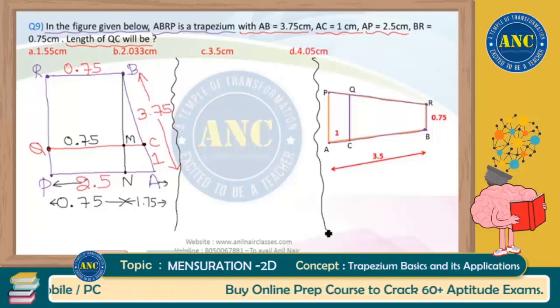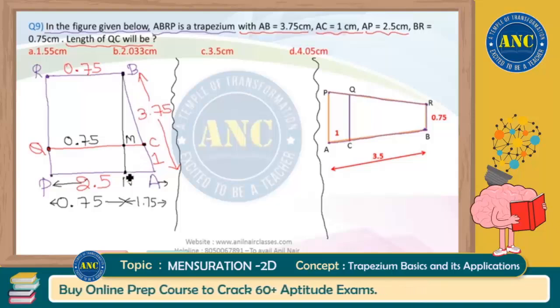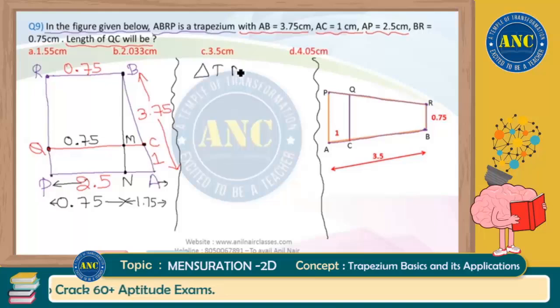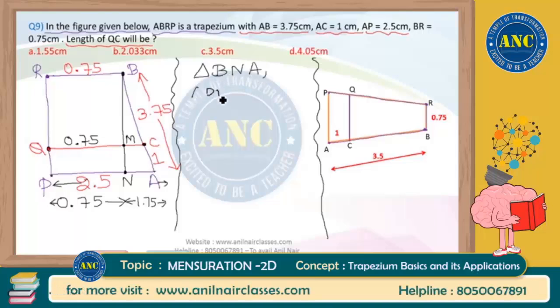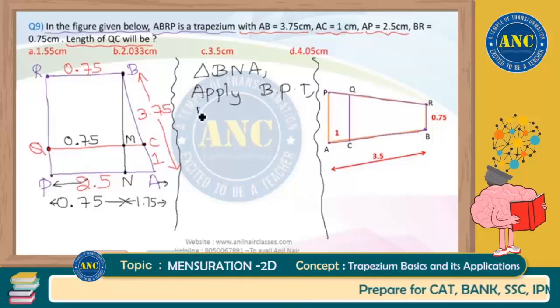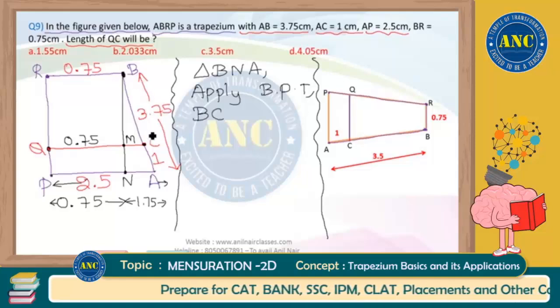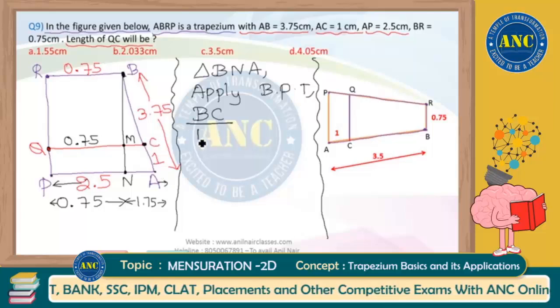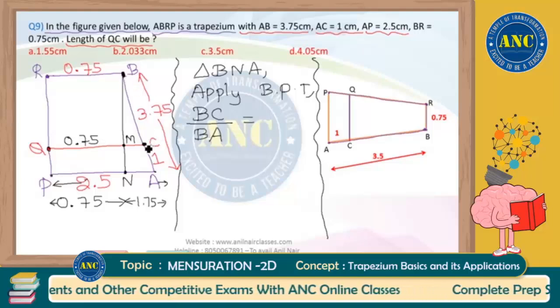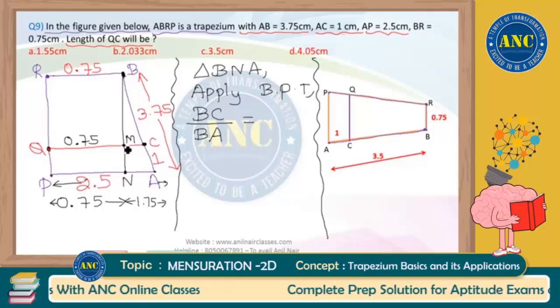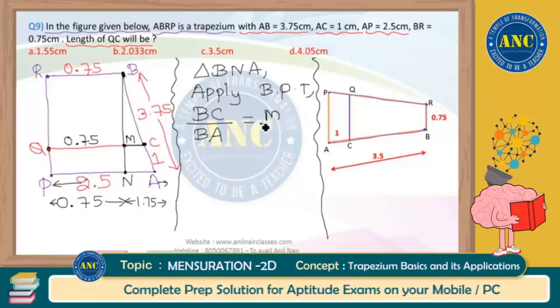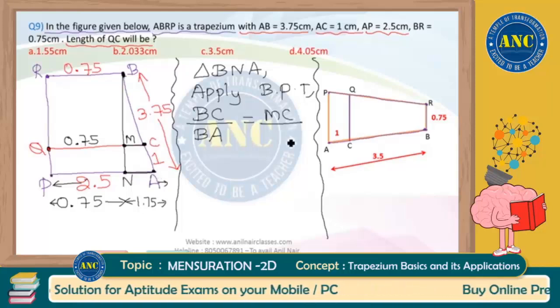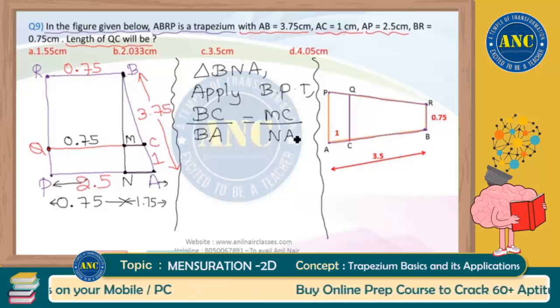Now observe carefully. There is this triangle called triangle BNA. In this triangle, if I apply the basic proportionality theorem, which we learnt in the starting of the class, it says that BC divided by BA, that means smaller side divided by larger side, is equal to the smaller side MC divided by the larger side NA. I hope I am making sense. Corresponding sides are proportional. That is what the basic proportionality theorem says.